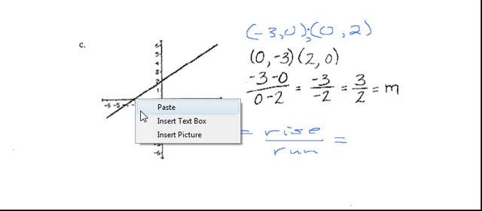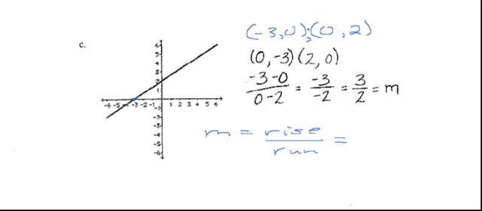This point, of course, is the point -3, 0, and this one is the point 0, 2. So you mixed up these when you put them in, so you have to watch out for that. Then you could use the slope formula and find out what the answer is.